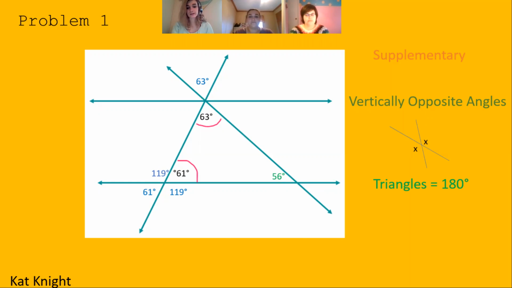So now, again, we can look back at our supplementary angles to get this missing angle right here. Get 124 and go back to our vertically opposite angles. Do 124 and 56. So now what do we do?